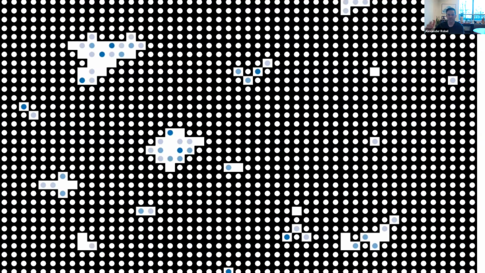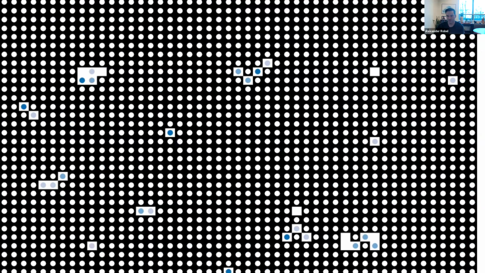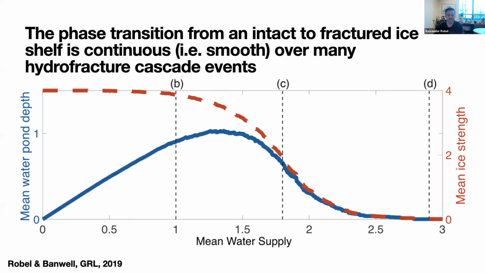Slowly over time, as we randomly add water to more places on the ice shelf, you will move from a pristine ice state to a fractured ice state. And this is what that looks like. The blue line here is the mean depth of water ponding on the surface of this lattice, and the red dashed line is the mean strength of ice on this lattice.